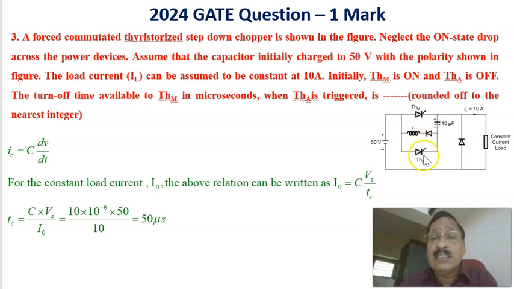As and when it is turned on, it takes that much time, 50 microsecond, to turn off the main thyristor. Therefore, the auxiliary thyristor is used to turn off this main thyristor. The basic equation is Tc equal to C into Vs divided by I0, where Vs is the input voltage, the same as the capacitor charge voltage, divided by the constant load current. So that's equal to 50 microsecond.